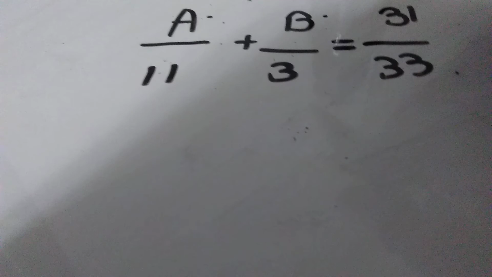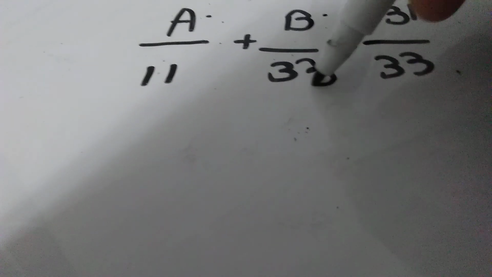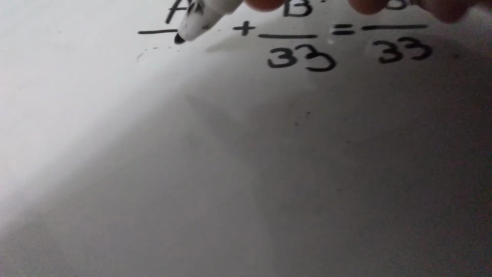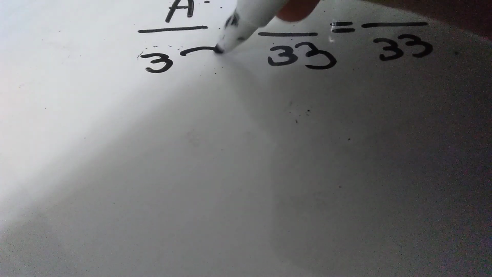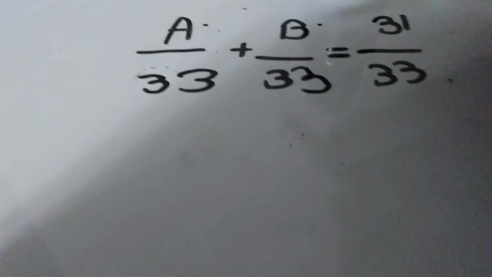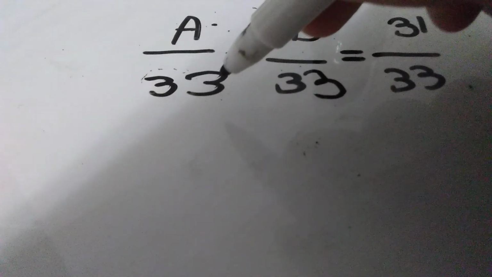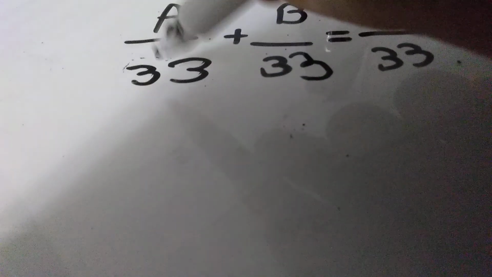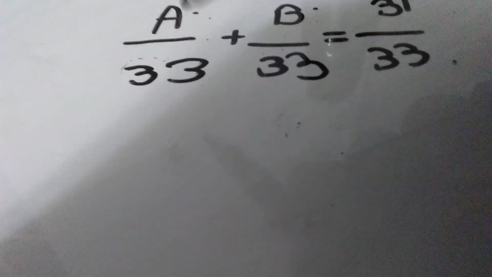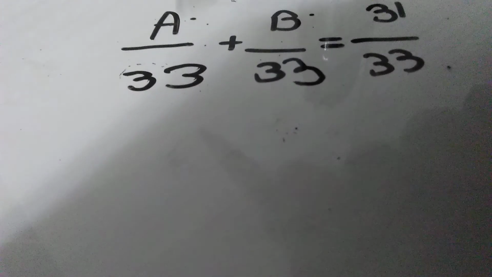Well, when you're doing addition in fractions, the denominator has to be the same, correct? In that case, this should be 33, and this should be 33. By doing so, we now multiplied 11 times 3. Now, remember this. Whatever you do to the bottom of the fraction, you have to multiply the top. Since we multiply by 3 here, we have to multiply A times 3, which would give us 3A.